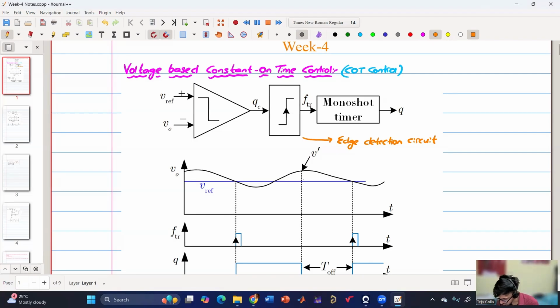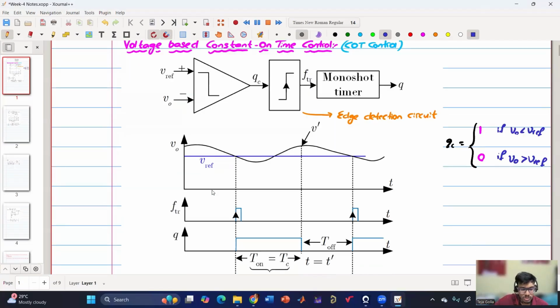So basically QC is 1 if V0 is less than Vref, and 0 if V0 is greater than Vref. So whenever V0 is going below Vref, it means that our output voltage has gone lower than the required reference voltage. So what we need to do is charge it, right? We need to push the power, or charge the output capacitance. So basically we need to turn on the switch. That's why whenever V0 is going below Vref, we'll see a rising edge.